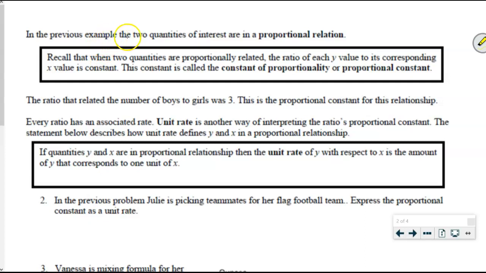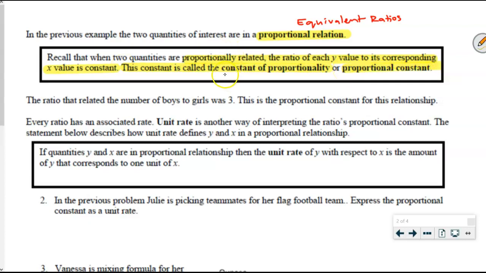In the previous example, the two quantities of interest are in a proportional relationship. Recall that when two quantities are proportionally related, the ratio of each y value to its corresponding x value is constant. That simply means we have equivalent ratios. Those equivalent ratios all simplify to what we call the constant of proportionality, or proportional constant.